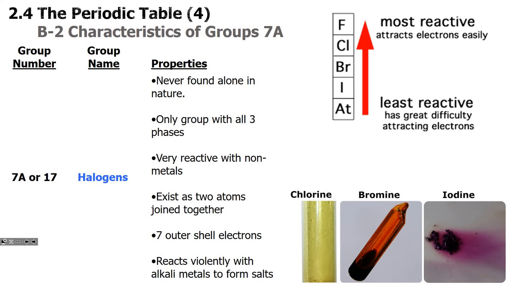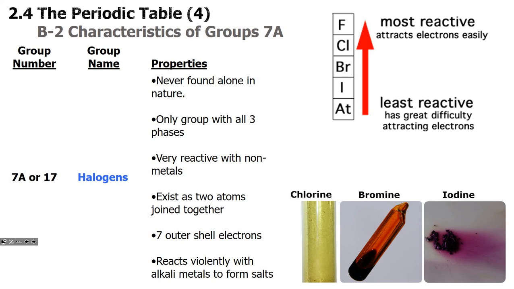As we look at halogens, this is one that you're going to need to know a lot about. The most reactive is actually fluorine, so it goes opposite of what the alkali metals did. It becomes more active as you get towards the top. Chlorine is a gas, bromine is a liquid, iodine is a solid. So you've got all phases in one family, and this is the only family that has all 3 phases. It's never found alone in nature. It's very reactive with the nonmetals. They will react with almost every nonmetal. They exist as two atoms joined together for most of them.